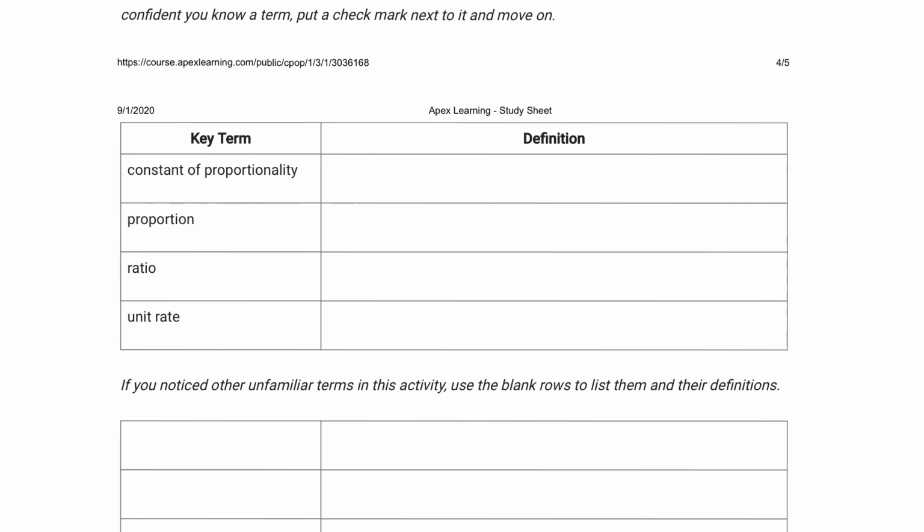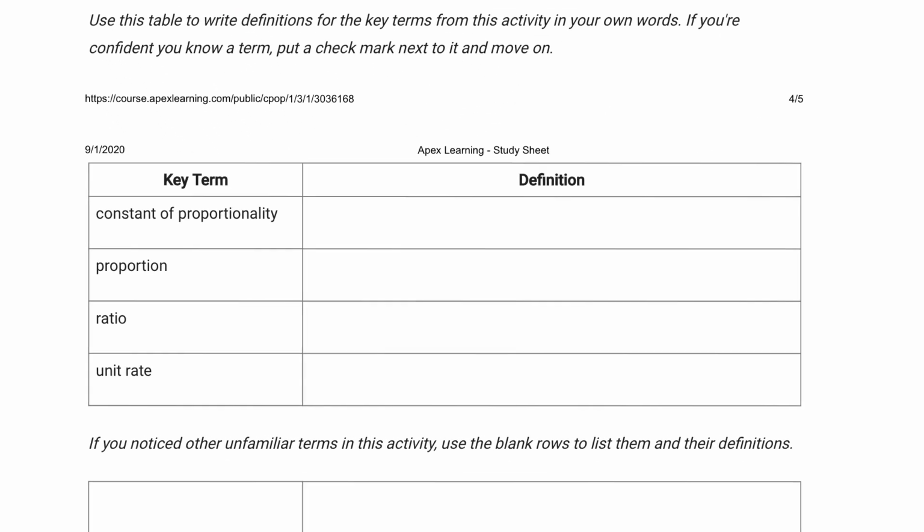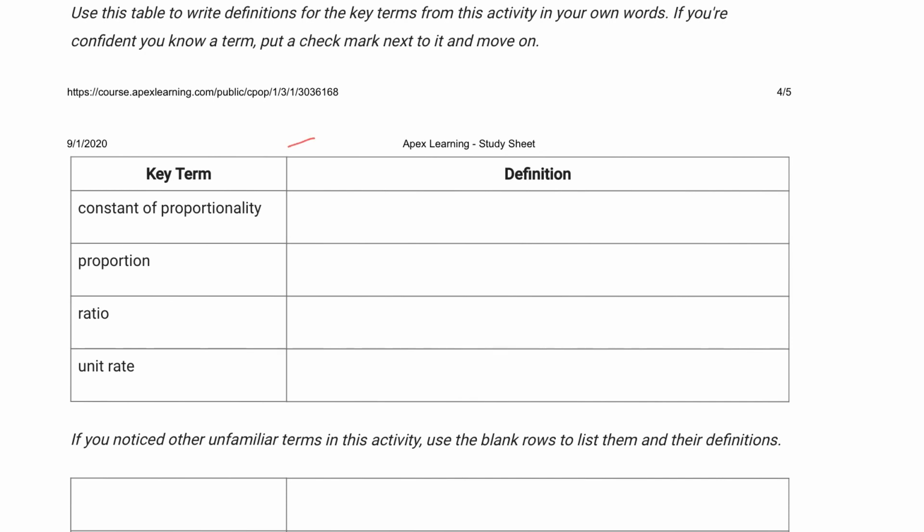For the constant of proportionality, it's the constant that relates the variables in a direct variation.